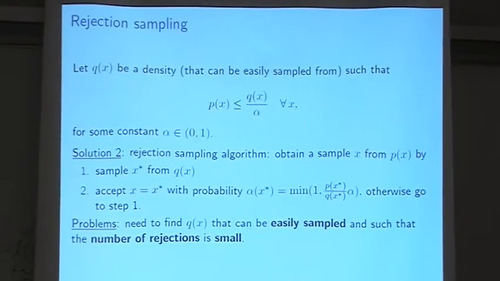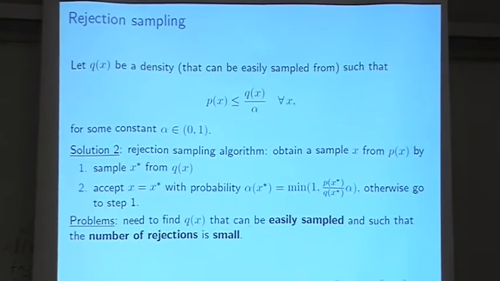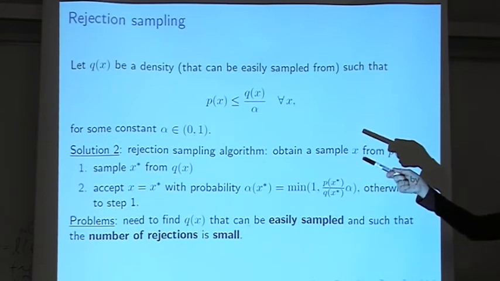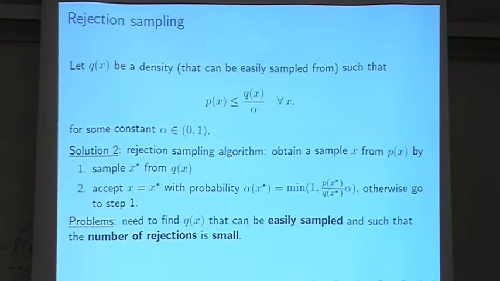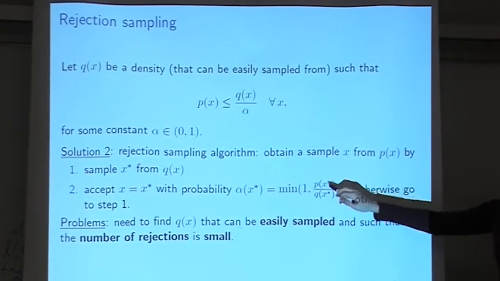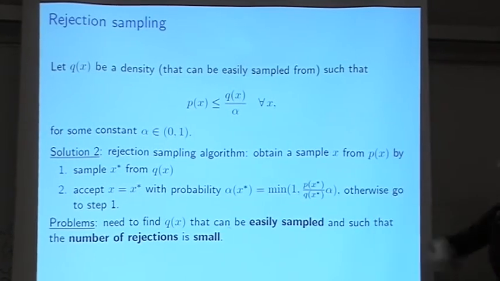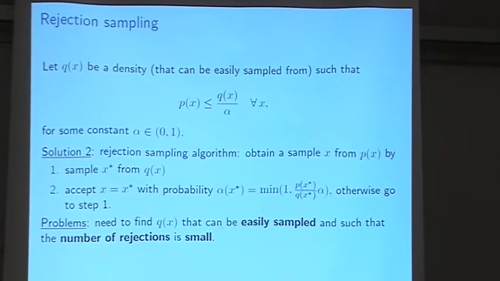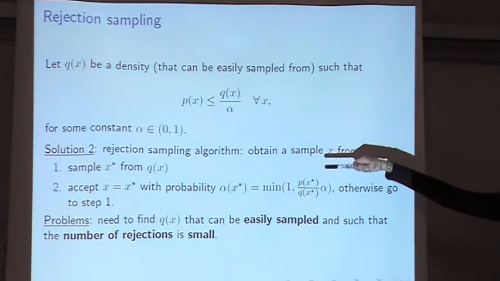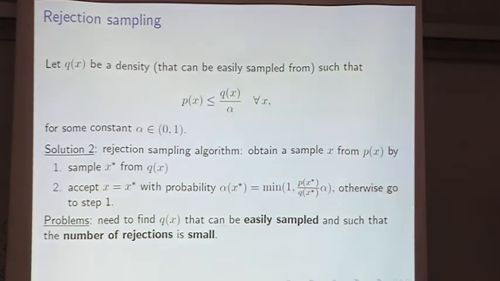So the rejection sampling algorithm proceeds as follows: we sample x from our proposal distribution, and we accept x, our proposal candidate x star, with probability alpha of x star, which is just the minimum of the ratio of P of x and Q of x times alpha. If we reject at this step, we go back up to step 1, take a new sample from our proposal, and continue until we accept.